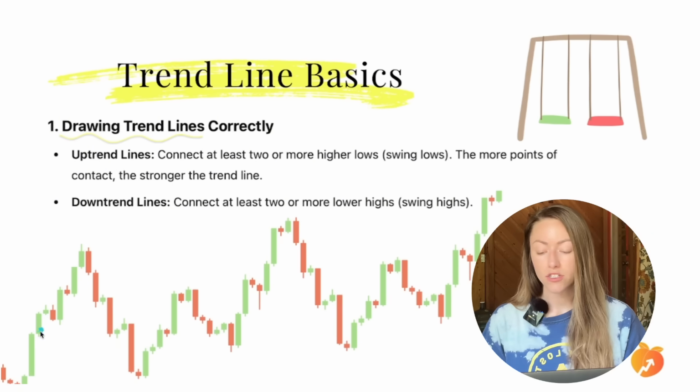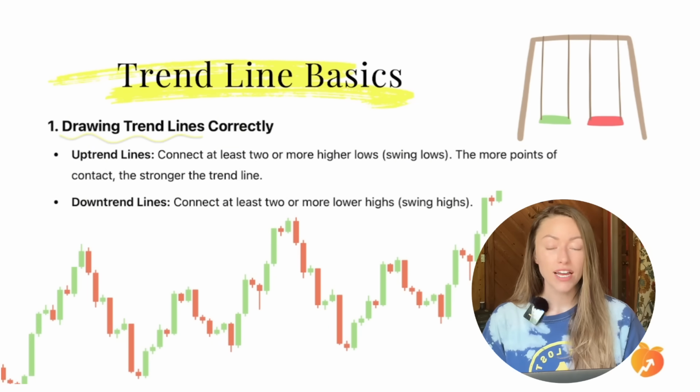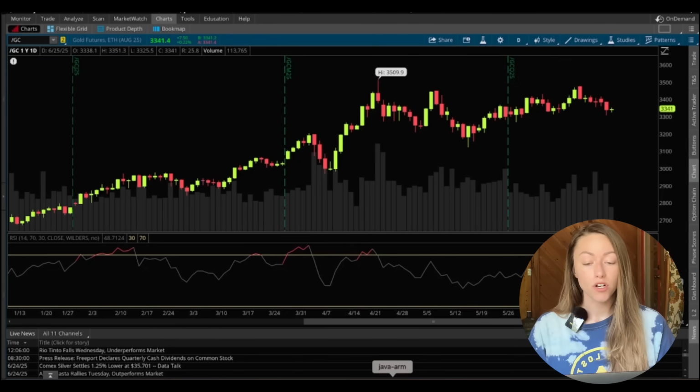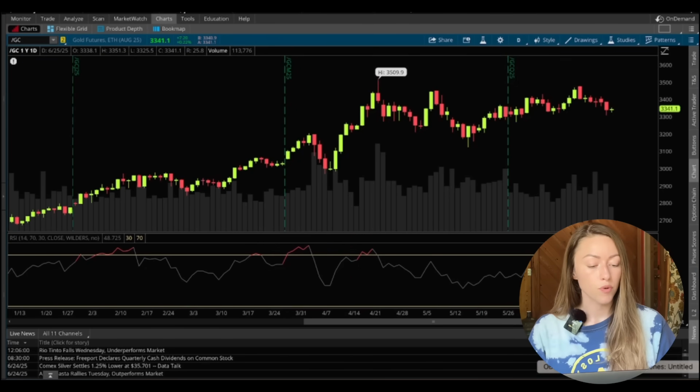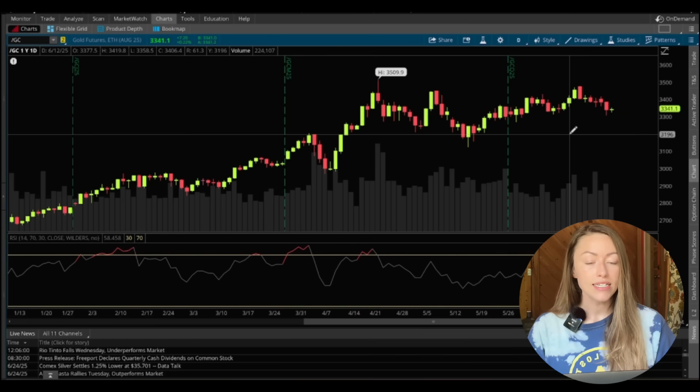So looking at this price action right here, you have got a swing high, a swing low, a swing high, a swing low. So what you're doing with trend lines is just connecting these swing highs and these swing lows to determine if we are in an uptrend or downtrend. And I don't know about you guys, but I'm a very visual learner, so let's go over some examples before we go any further. Now, this is the daily chart.